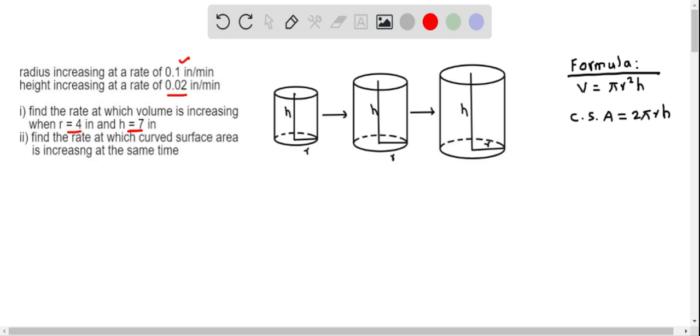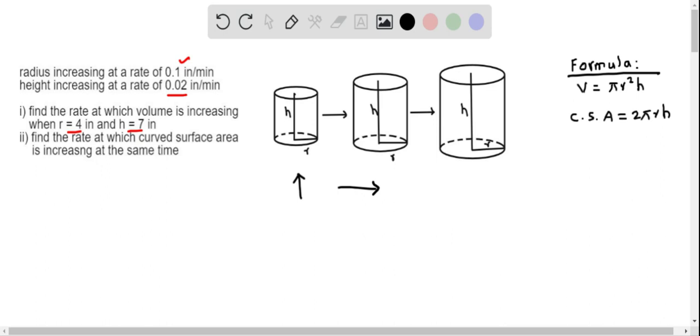So at first, we will write the given information in terms of mathematical symbols. So here I have given the visual representation of what actually is happening. At some point of time, the height and the radius of a cylinder is given like this, and it keeps increasing. As you can see from visual appearance, as the radius increases as well as the height increases, the shape itself is changing a little bit.